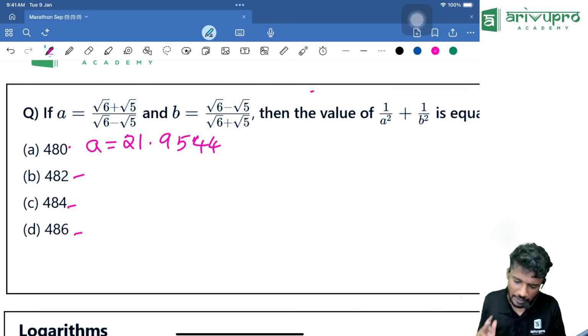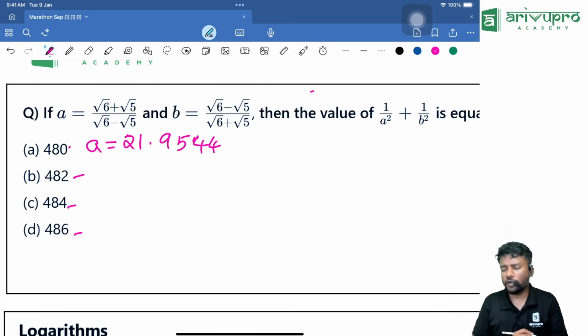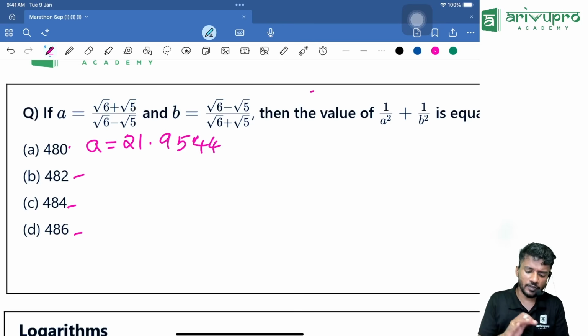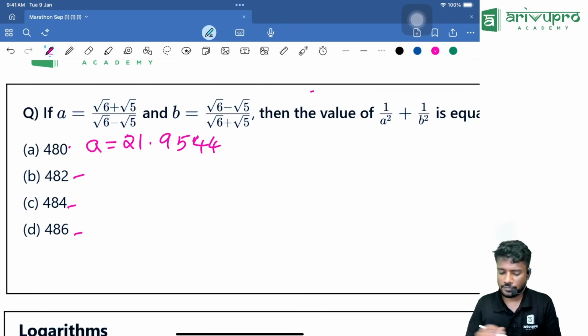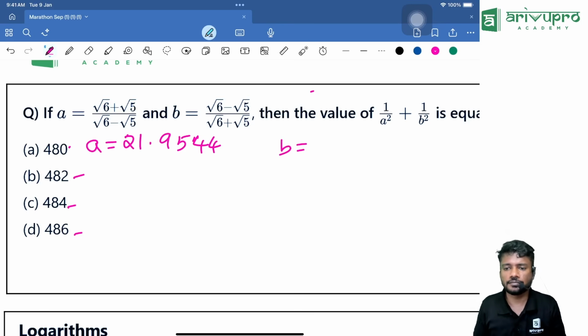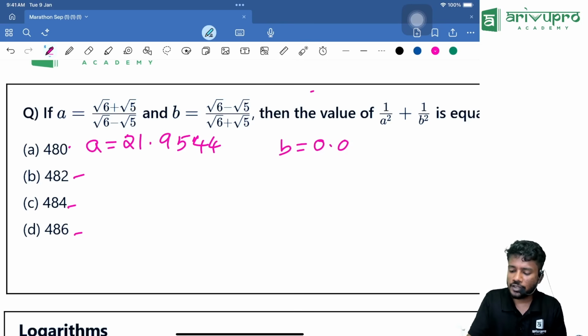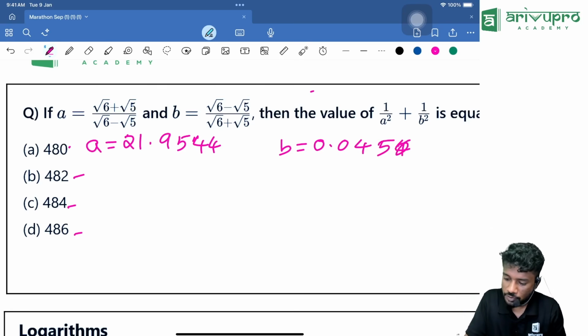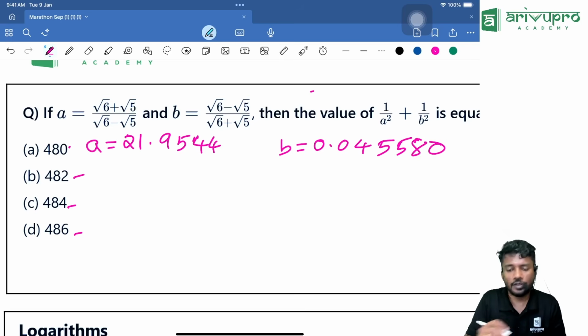Then the B value will be how much? Whatever you have, divide equal to. How much are you getting? B is equal to how much? 0.044455. That's all. Give me more decimals. Let it be like that.